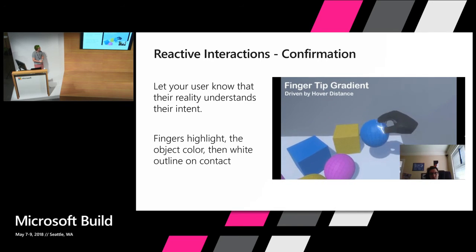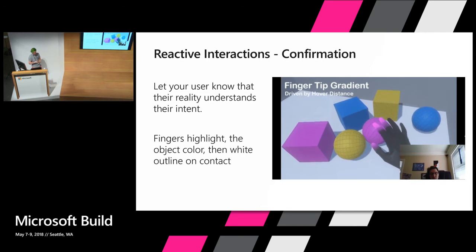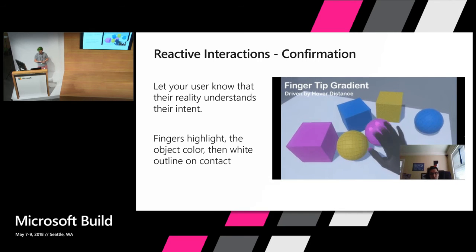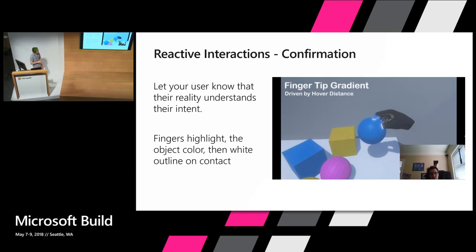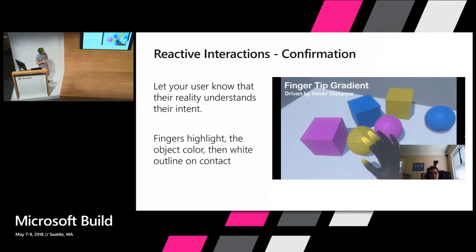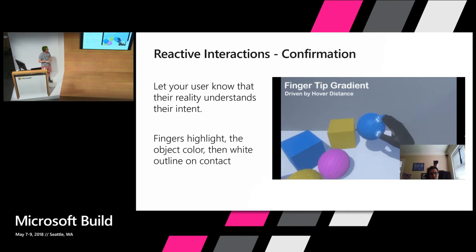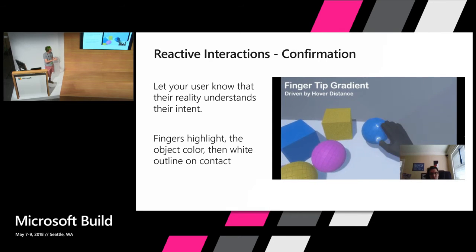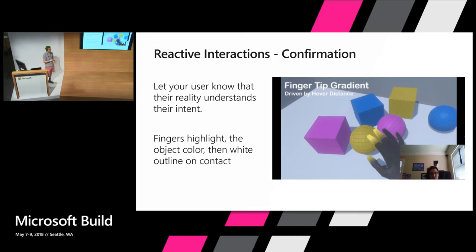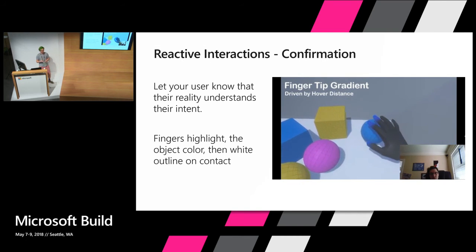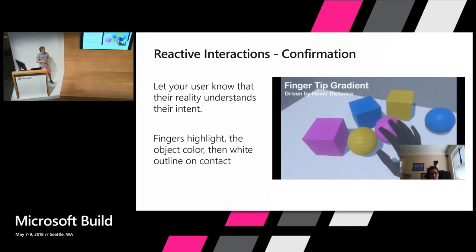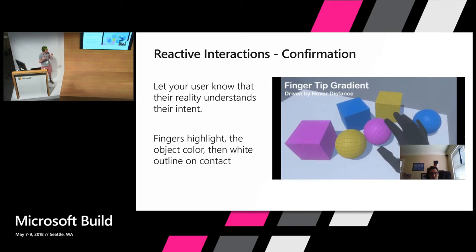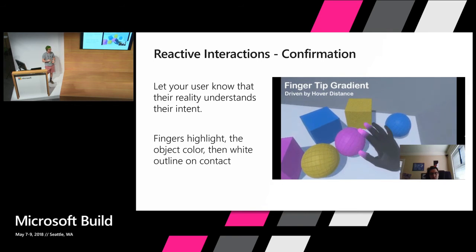Reacting to interactions can act as confirmation, too. Let your user know that the reality that you crafted for them understands their intent. That's going to depend on the specific scenario, but here I've highlighted an experiment from Martin Schubert from Leap Motion. And you'll notice as the hand moves over an object, the fingers change shade to recognize that the hand is close to that object, to give them this idea that their reality has recognized that they're probably about to interact with this. So the idea here is letting your user know that their intent is being recognized.